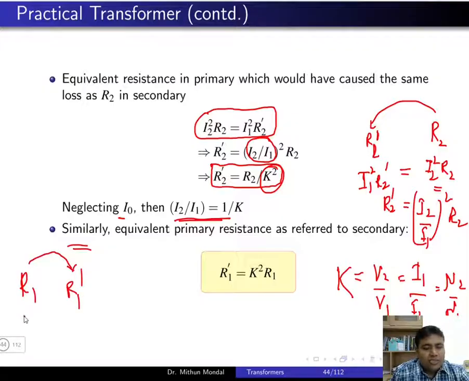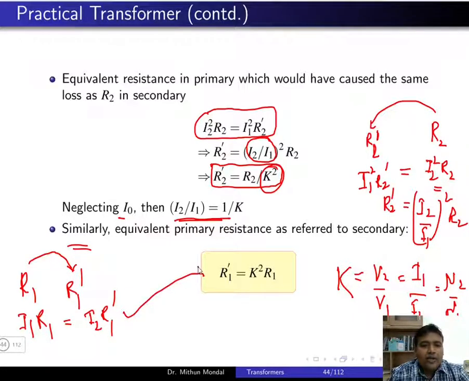So whatever the losses you are having, I1 squared R1, it will be equal to the losses due to I2 squared into R1 dash. By a similar approach, you can find the resistance. R1 dash is the resistance referred to the secondary side of the transformer, so it will be equal to K square into R1. So you have referred the primary resistance to the secondary side. You can take the resistance from the primary side to the secondary side.